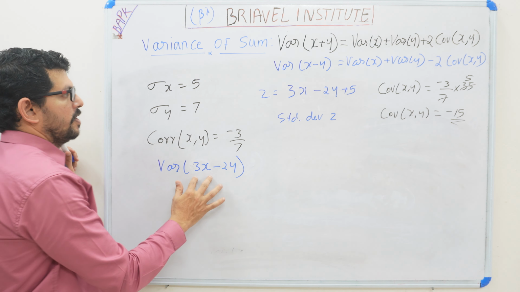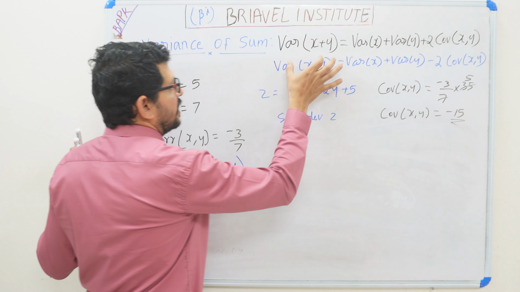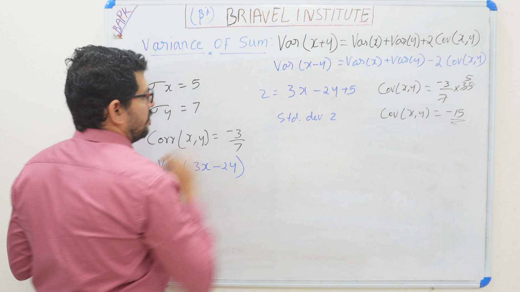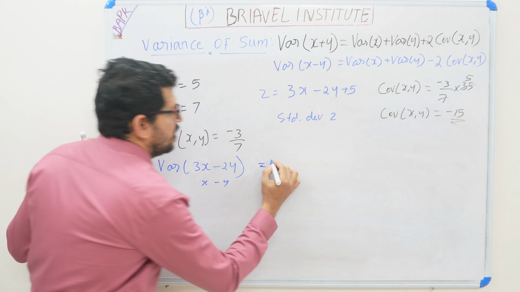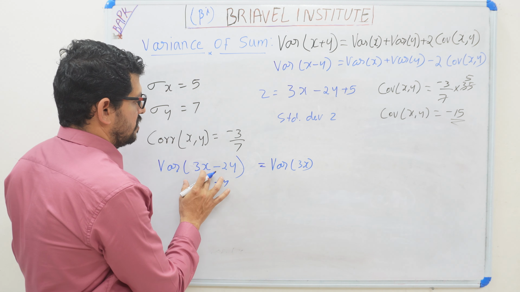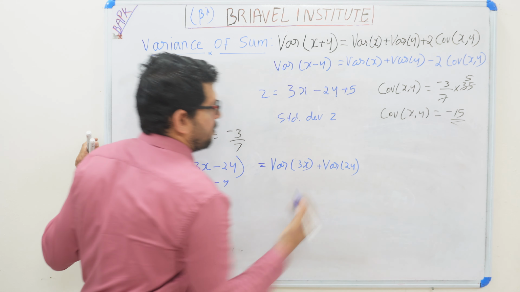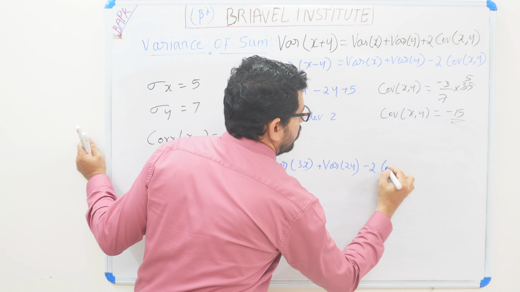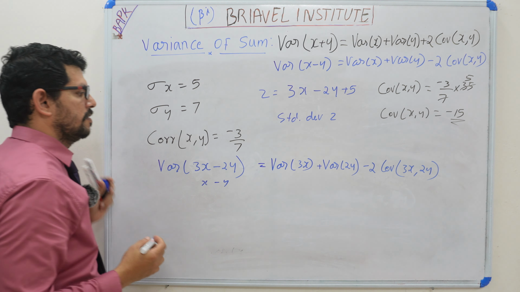Variance of 3x minus 2y, we can apply this formula or this formula, both places we can apply, the same way as for x minus y. So variance of 3x, where x is 3x and y is 2y, plus variance of 2y, minus 2 times covariance of 3x and 2y.